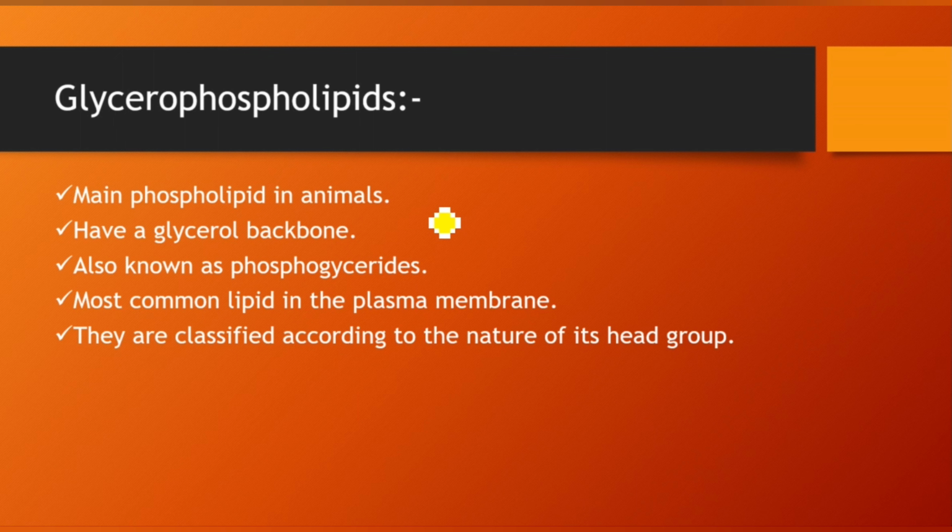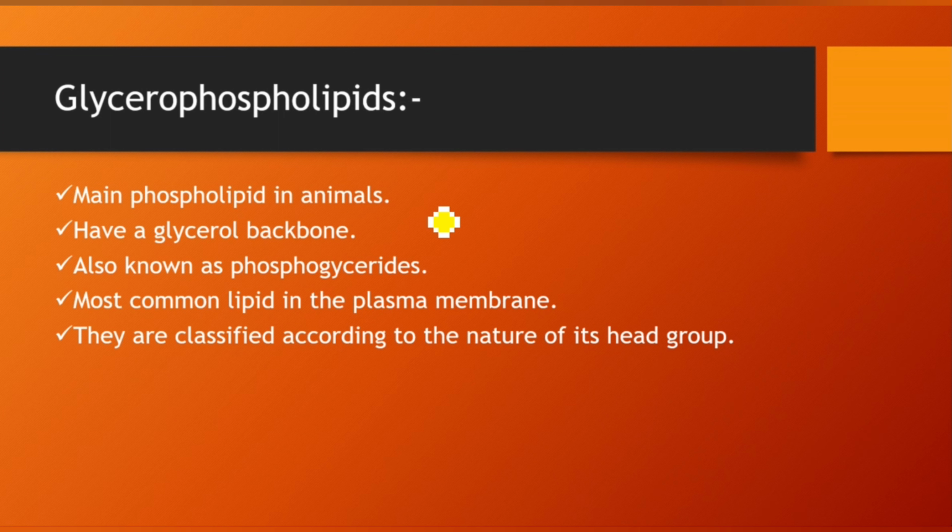So coming to the next slide, glycerophospholipids. These are the main phospholipids in animals. They have a glycerol backbone. Glycerophospholipids are also known as phosphoglycerides. So sometimes they may ask in a question which of these is a phosphoglyceride. So don't be confused. Phosphoglycerides is the name of glycerophospholipids only. So please keep in mind that it is another name of glycerophospholipids.